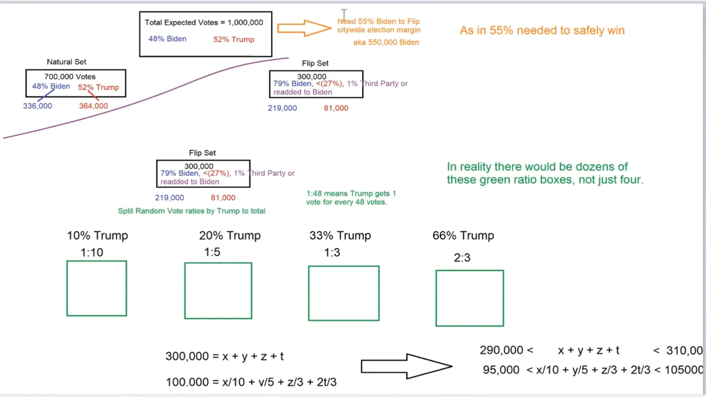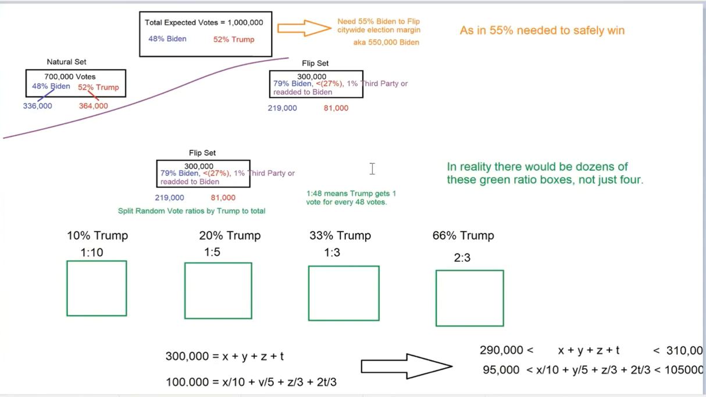In order to get up to 55%, the flip set will have to convert them at 73% Biden and 27% Trump, giving Biden 219,000 and Trump 81,000. The way the flip set works is they don't just go and flip a bunch of ballots at one or two voting centers. That would be too obvious and too easy to prove.